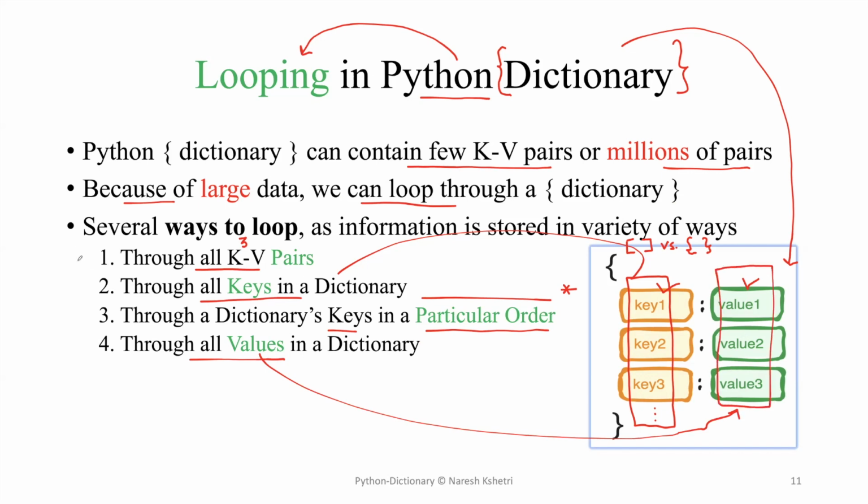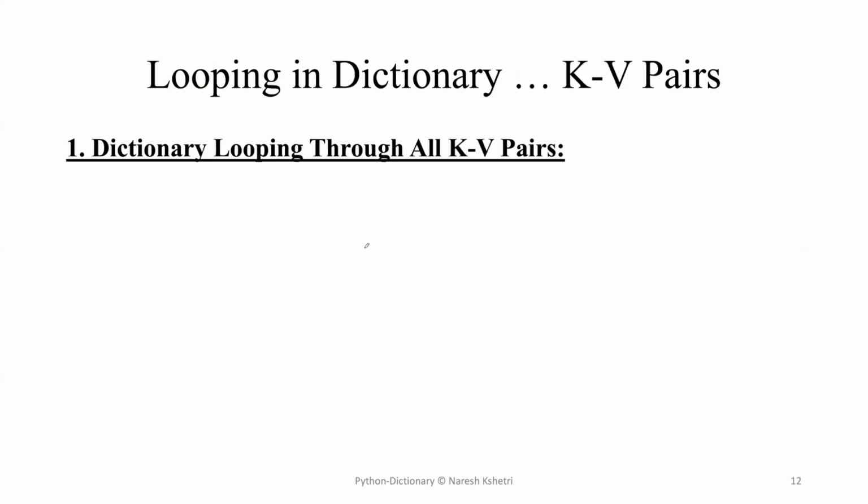Today in this video, we will see how we can loop through the key-value pairs using the for loop. We can also use other loops like the while loop. I have talked before about the difference between the for and the while loop. Now we will see the program implementation.